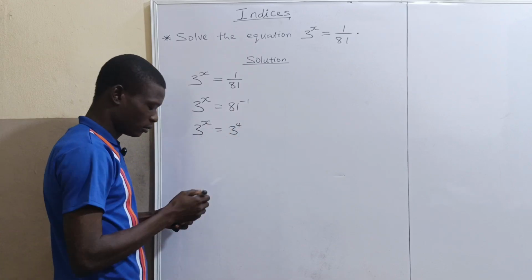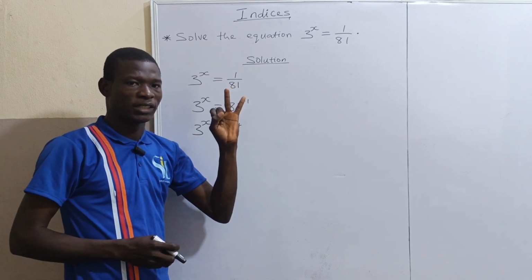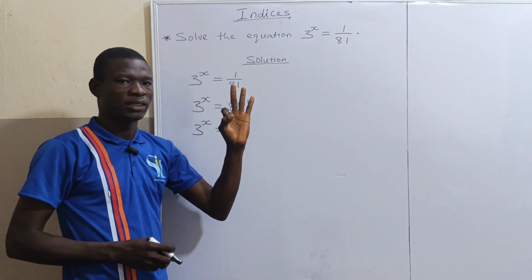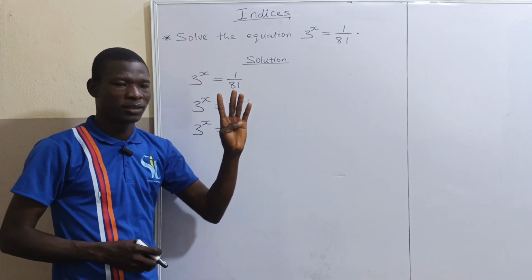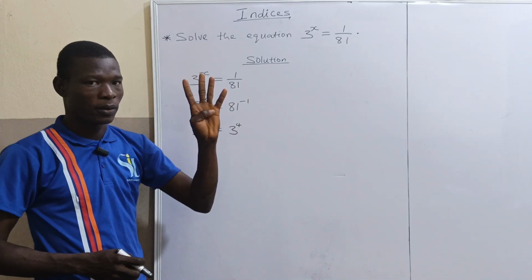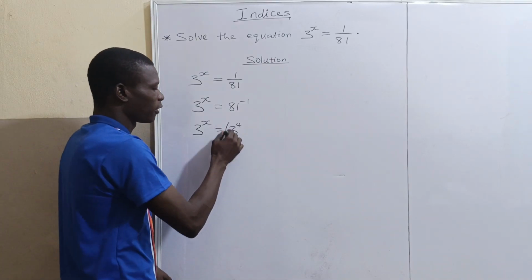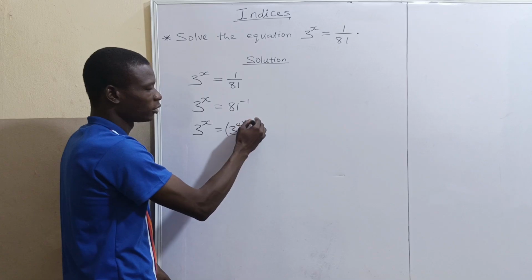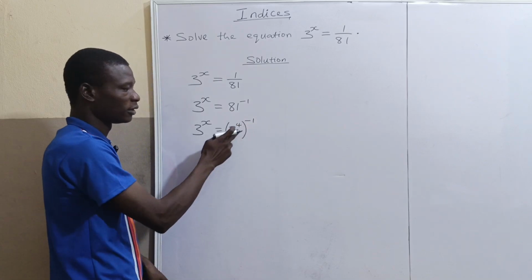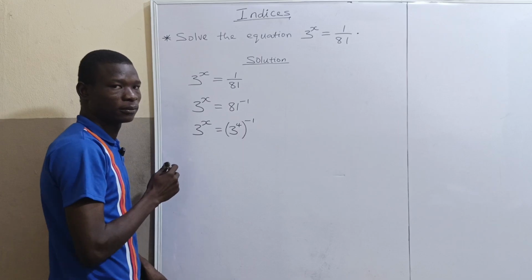represents 81. Why? 3 times 3 is 9. 9 times 3 is 27. 27 times 3 is 81. So 3 to the 4th power is going to give us 81. Not forgetting that this 81 was raised to power negative 1. So 3 raised to power 4 is 81, 81 raised to power negative 1.